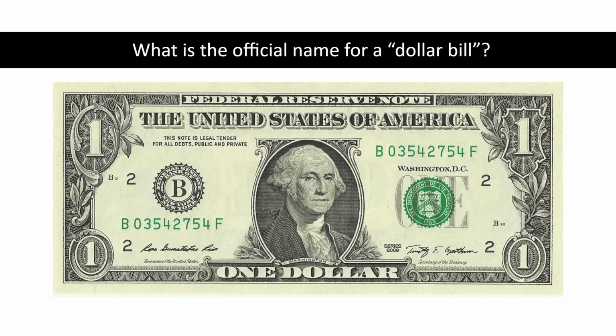Okay, so what's the official name of a dollar bill? Well, it's a Federal Reserve note. Okay, all of our money, whether it's a dollar bill or a $5 bill or a 10 or a 20 or a $100 bill, they're all Federal Reserve notes. Okay, because the Federal Reserve is the institution which issues them. They print them. Okay, get them out to us. That's it. Okay, thanks a lot.